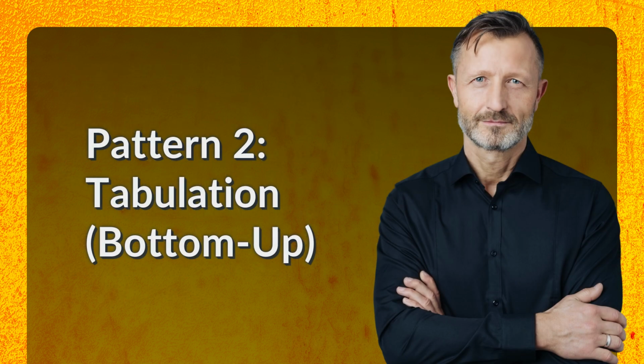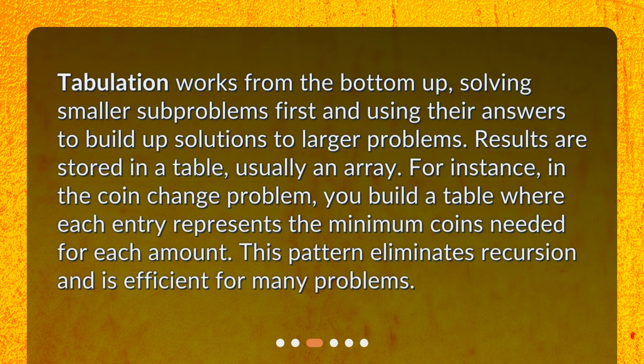Pattern 2. Tabulation. Bottom up. Tabulation works from the bottom up, solving smaller subproblems first and using their answers to build up solutions to larger problems. Results are stored in a table, usually an array. For instance, in the coin change problem, you build a table where each entry represents the minimum coins needed for each amount. This pattern eliminates recursion and is efficient for many problems.